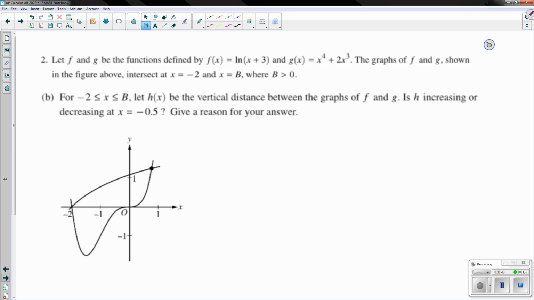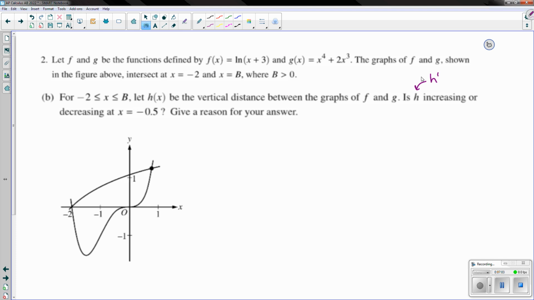For part B, along that interval from -2 to b, let h of x be the vertical distance between the graphs of f and g. Is h increasing or decreasing at -0.5? And then give a reason for your answer. So if we want to determine when a function is increasing or decreasing, we're going to evaluate its derivative. So we're going to need to work with h prime.